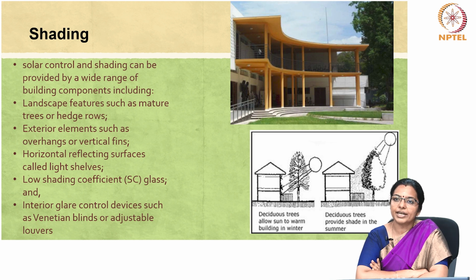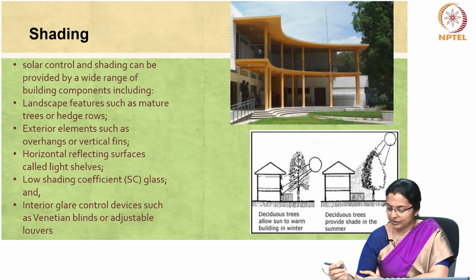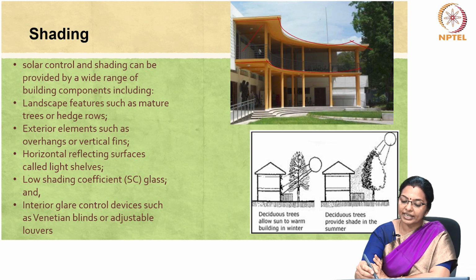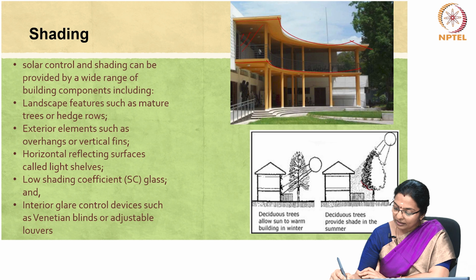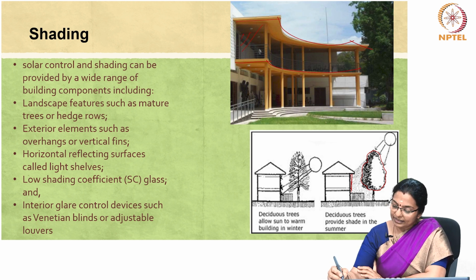Solar control and shading can be provided by a wide range of building components, including landscape features such as mature trees or even hedges and shrubs. So, it's not necessary that one has to have a sunshade or a porch or something like that as a shading device, but having trees can also shade the opening considerably. If you see in this picture, you have a deciduous tree.